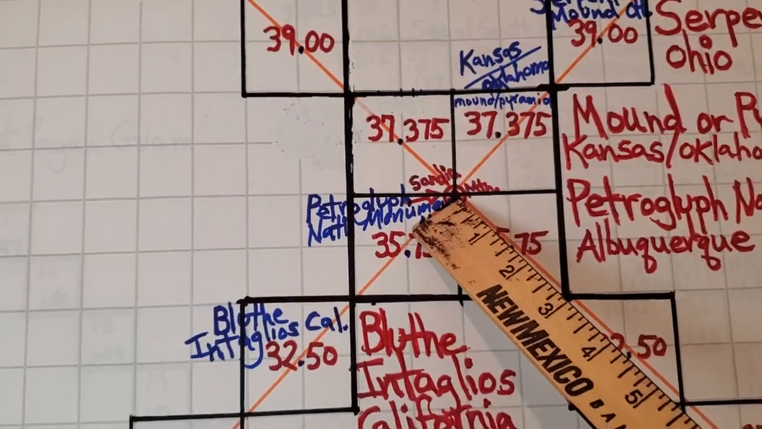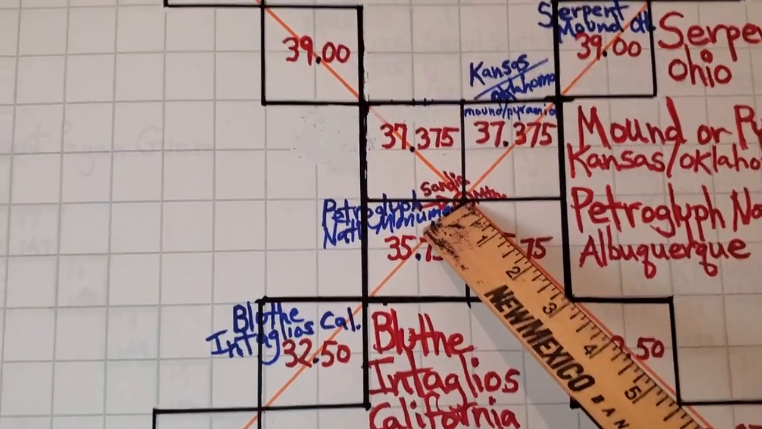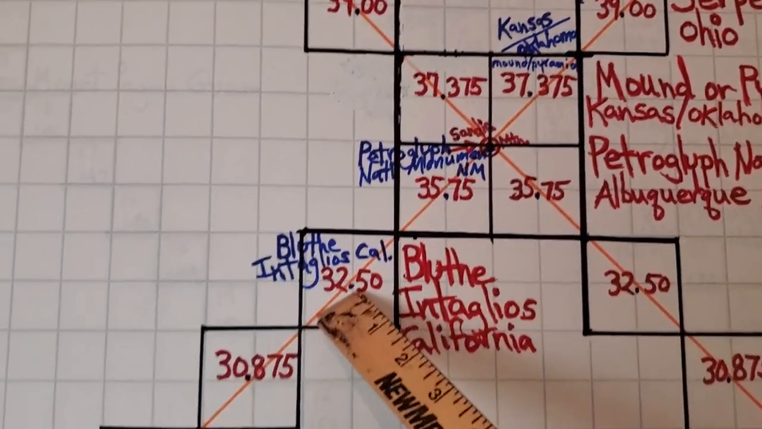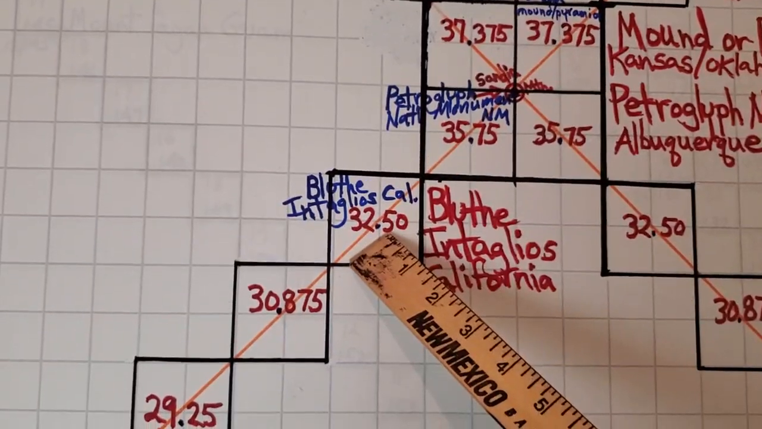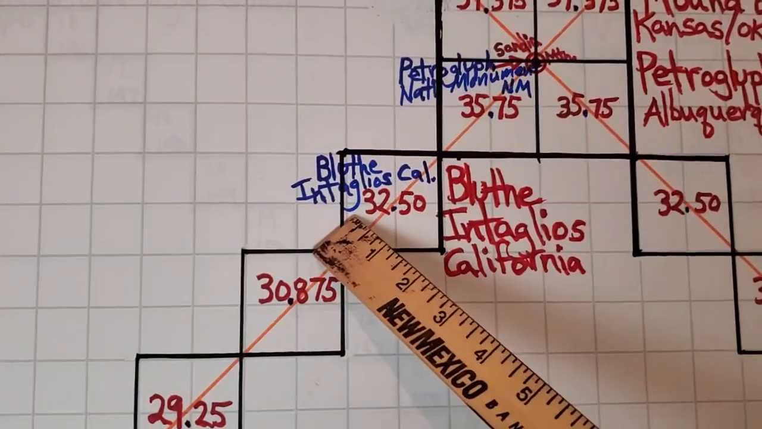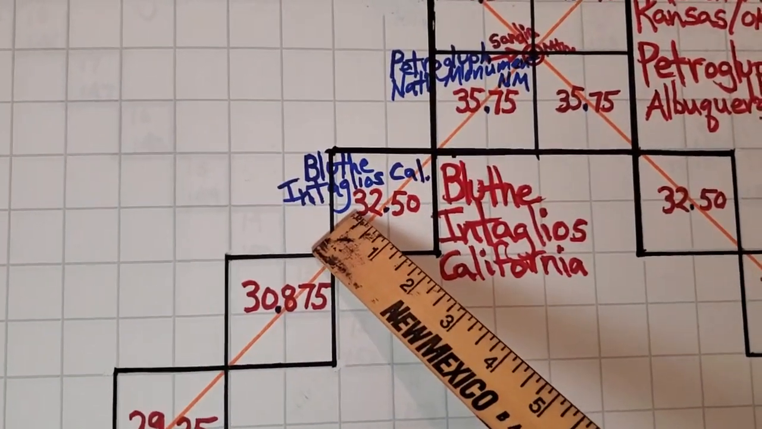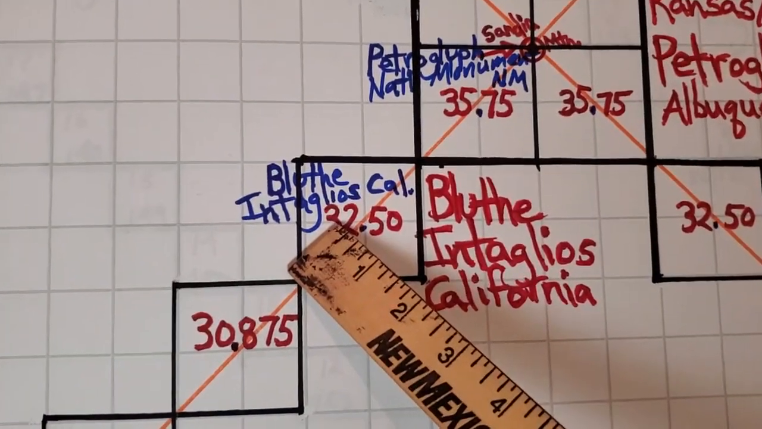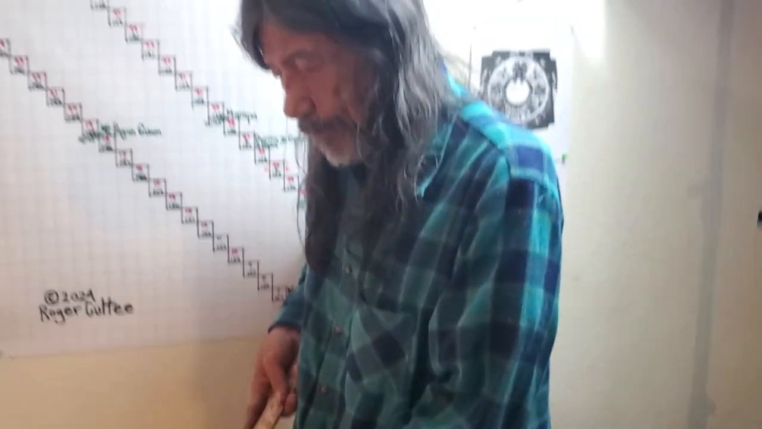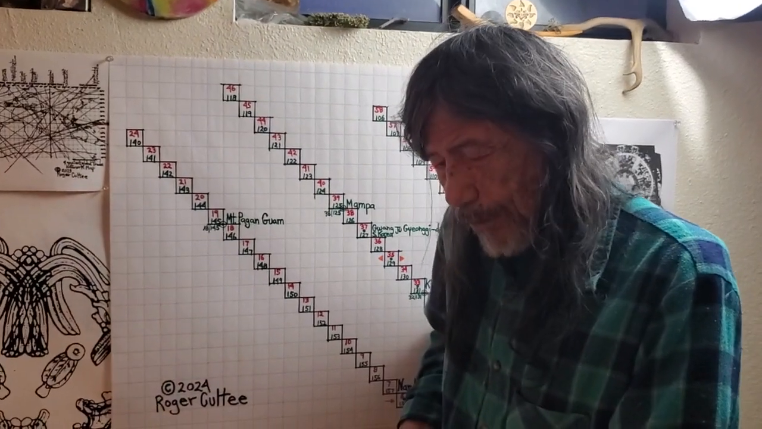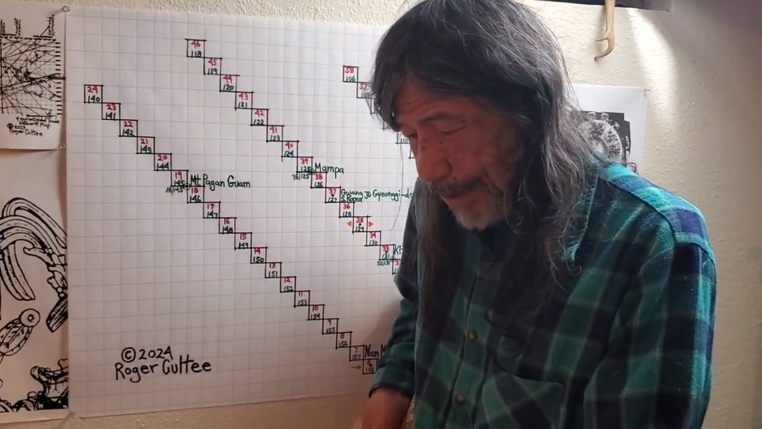You minus 3.25 from the Petroglyph National Monument here in Albuquerque, 32.50. What is that there? The Blythe intaglios, which is that human form, with the animal forms that are in geoglyphs that were found along the Colorado River in Blythe, California, I believe. That's why it's the Blythe intaglios.